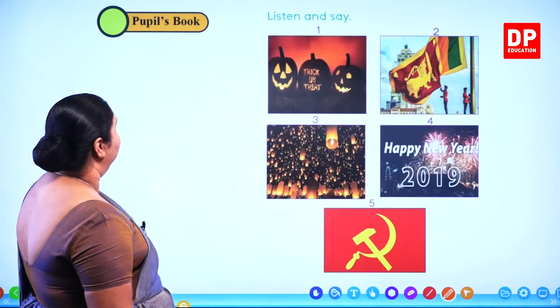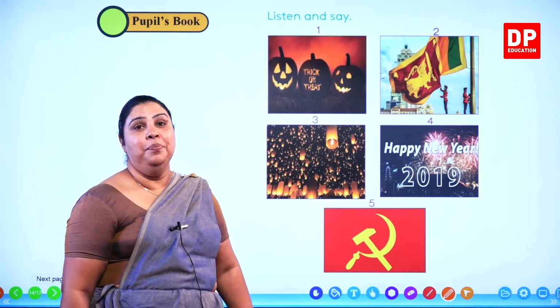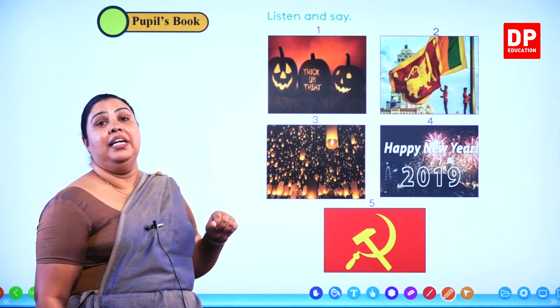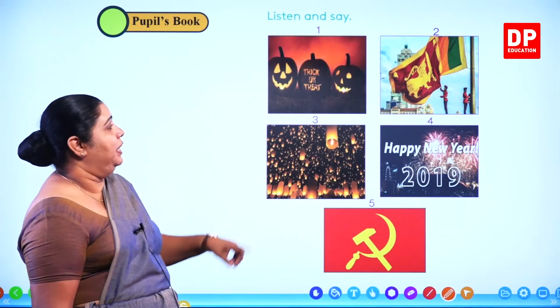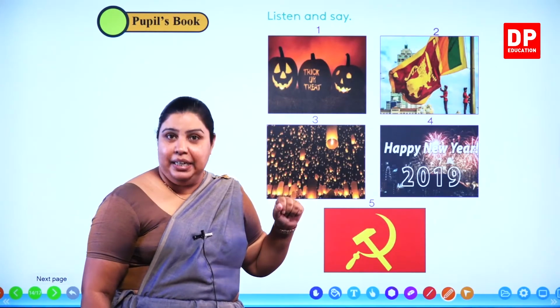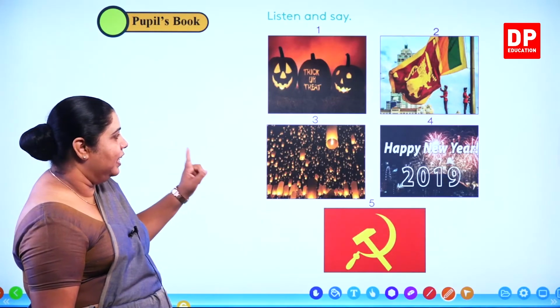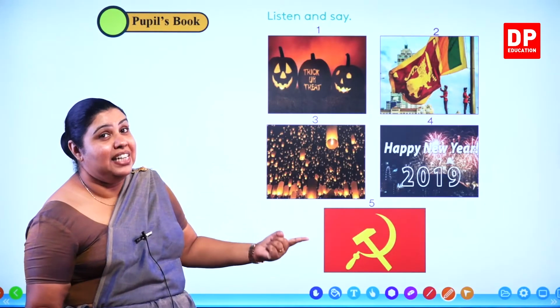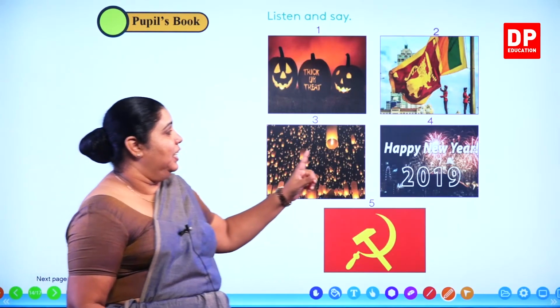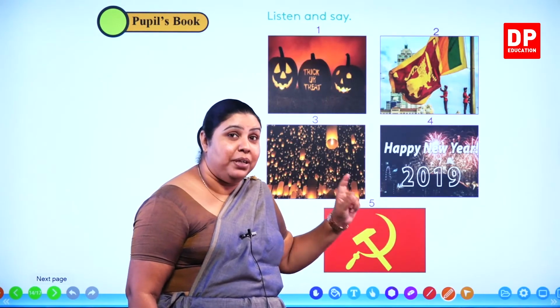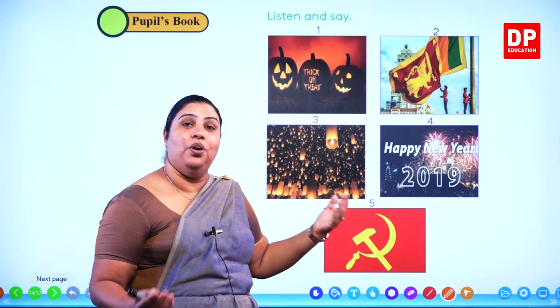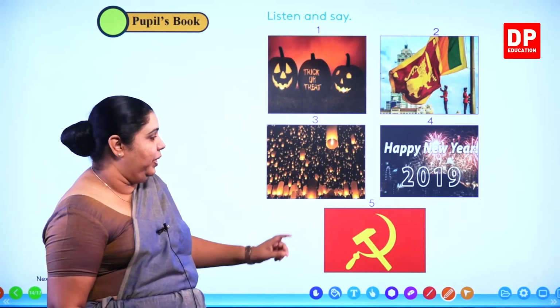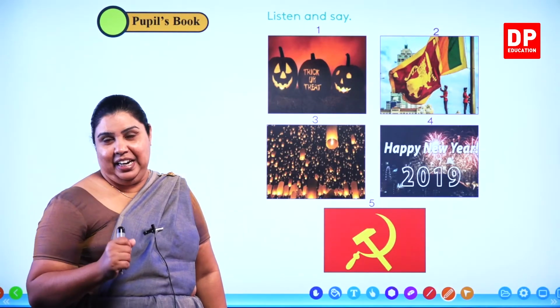So let's take a look at our pictures once again. Picture number 1 is Halloween. Picture number 2, Independence Day. Picture number 3, Chinese Lantern Festival. Picture number 4, Happy New Year. It's the dawn of the New Year. Last picture, it's the May Day, right?